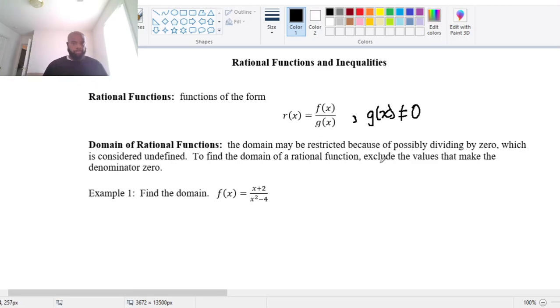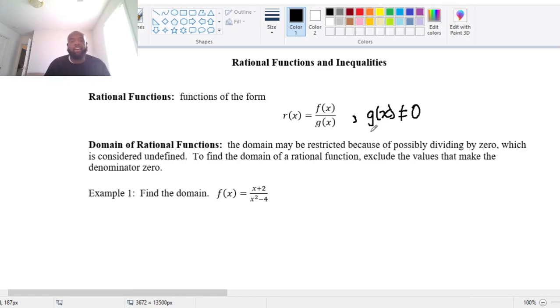The zero polynomial. And one of the reasons why we don't want g of x to equal zero is because we would be dividing by zero, which is called undefined, right? It causes our function to be undefined. Now, sometimes we have actual points that make the denominator zero. And as we've already discussed when we were talking about functions in general, any input value that creates a division by zero causes our function to be undefined. And so we have to find those values in order to find the domain of rational functions. The domain may be restricted because of the possibility of dividing by zero, which is, of course, considered undefined mathematically. And so to find the domain of rational functions, we exclude the values that make the denominator zero.